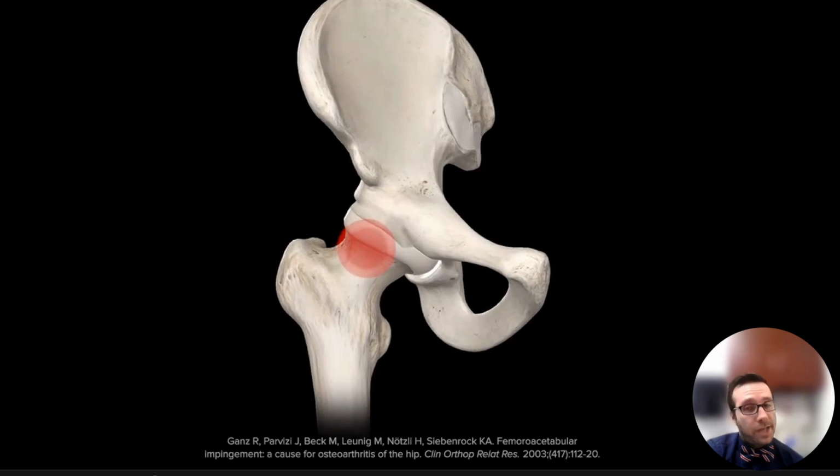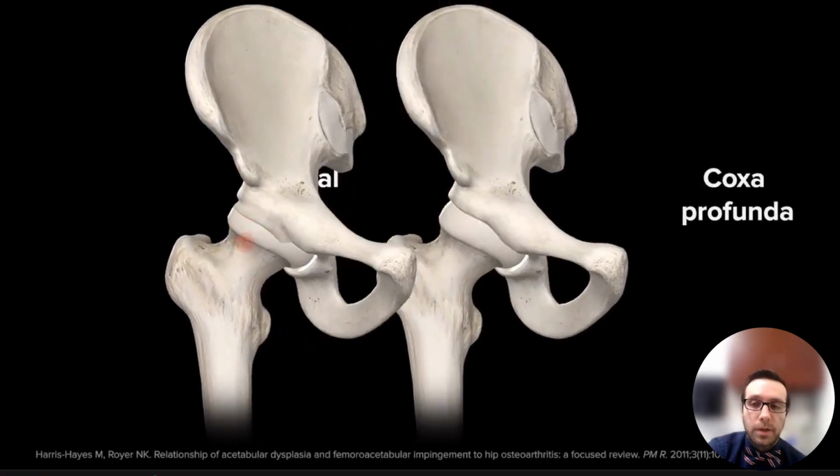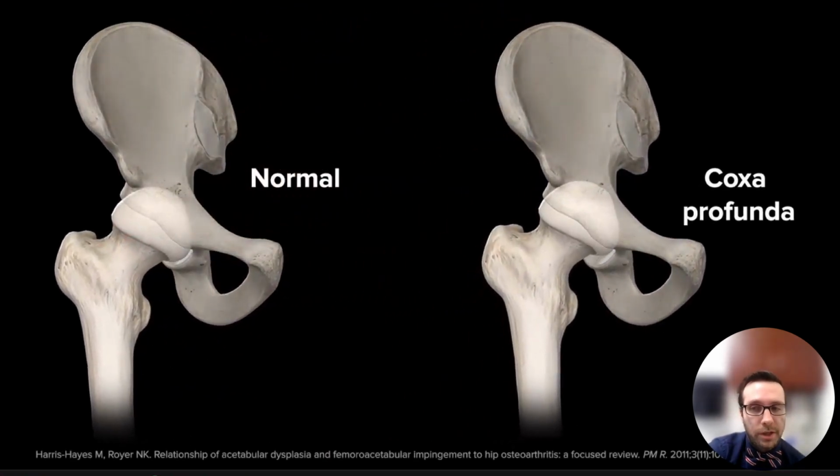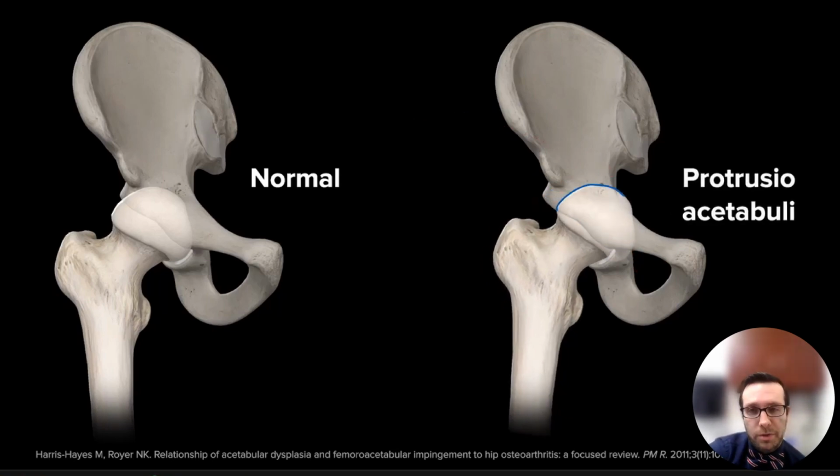A deep acetabulum, known as coxa profunda, can cause global overcoverage and can lead to impingement throughout the hip range of motion. A more extreme form of deep acetabulum, known as protrusio acetabuli, can also occur and causes worse symptoms.